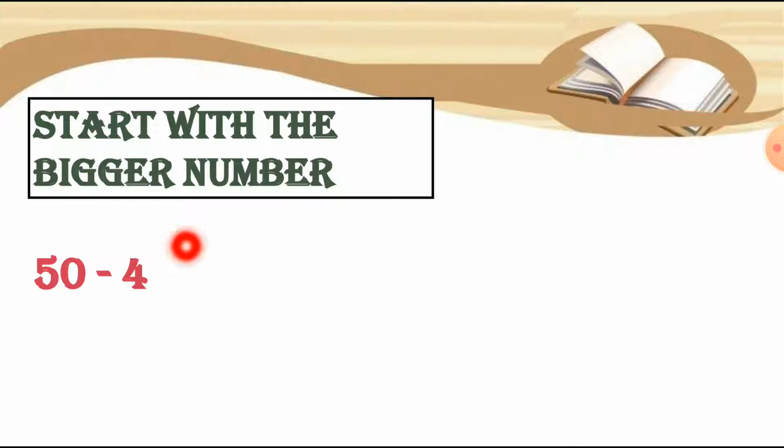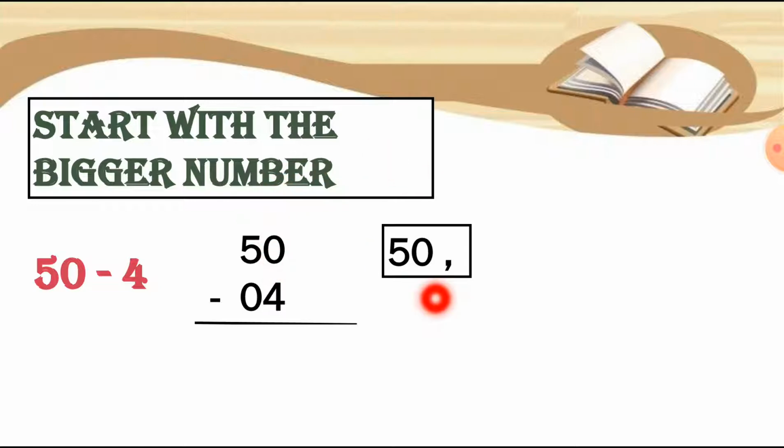Next one, 50 minus 4. Start with the bigger number. So here 50 is the bigger number. So we have to write down first in the sum format 50 minus 04. So we have to start with the bigger number, which is 50. So we have to just move back 4 steps. Let's start with the number before 50, which is 49.